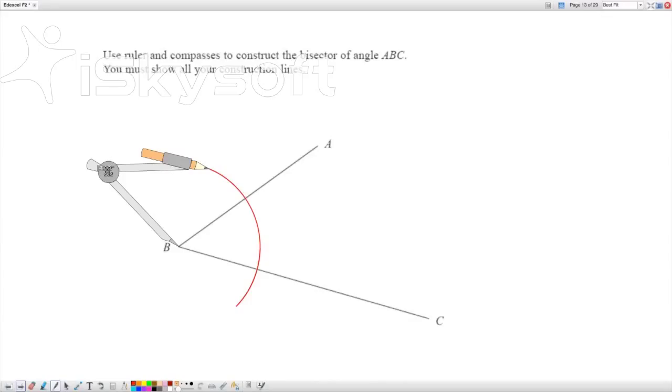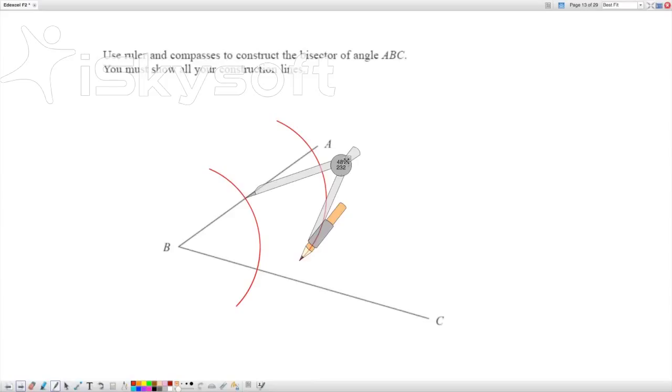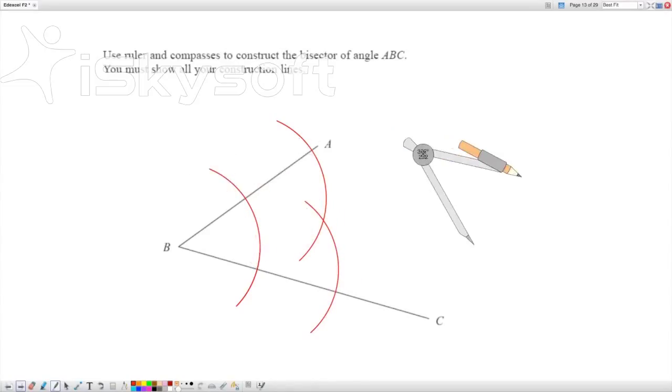Now you're not allowed to move. So as you lift off, you cannot change the distance between the pencil and the sharp point. Put the sharp point on this crossing point here and do another arc. Again, without changing, just lift and put your sharp point here. Now do another arc and lift off. So you're doing 3 arcs and you're not allowed to adjust the distance between your sharp point and your pencil. You then have a crossing point.